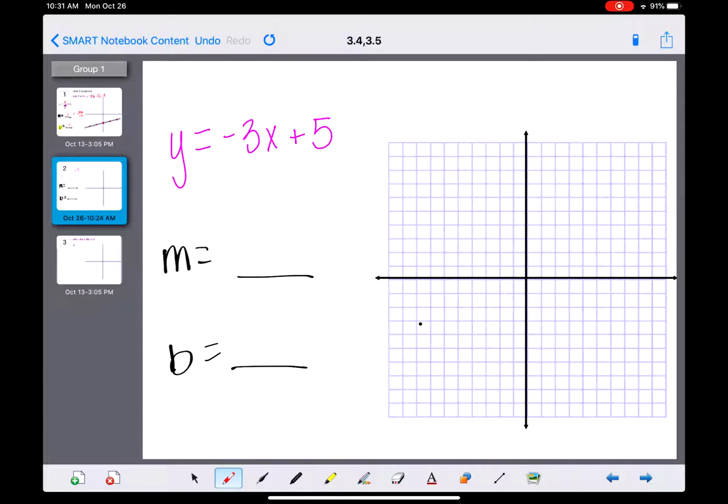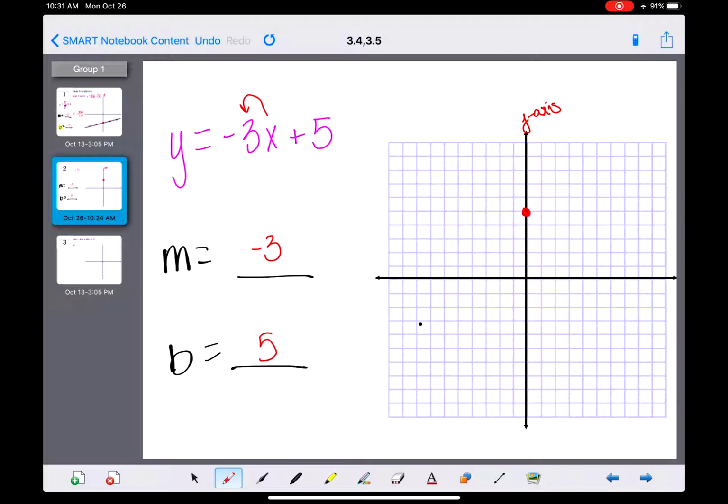In my next example, I have y equals -3x plus 5. My slope is located in front of the x, so it is -3. My y-intercept is the constant, which is 5. So this time I'm going to begin on the y-axis at +5. 1, 2, 3, 4, 5, and that's my beginning point.